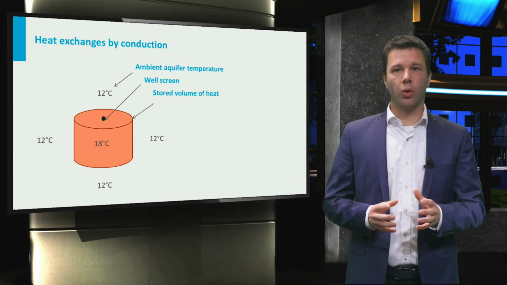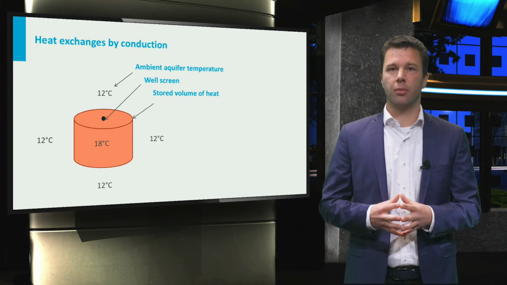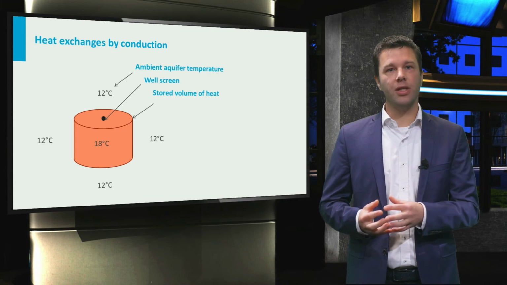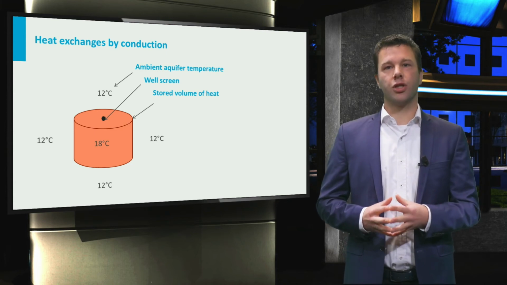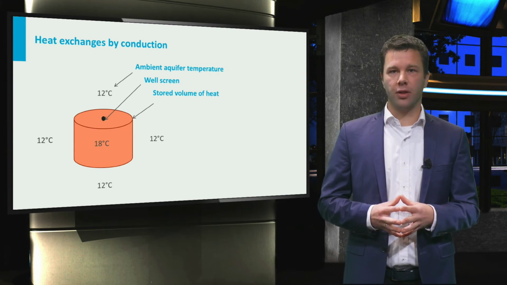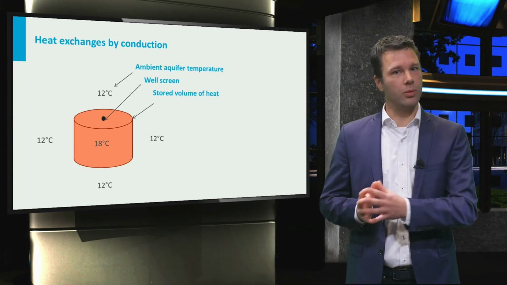The warm or cold water stored in the aquifer will exchange heat via conduction with the surrounding sediments, thereby decreasing the efficiency of the system. Because these exchanges occur at the boundary of the cylinder, the total surface area of the cylinder must be as small as possible to optimize performance.